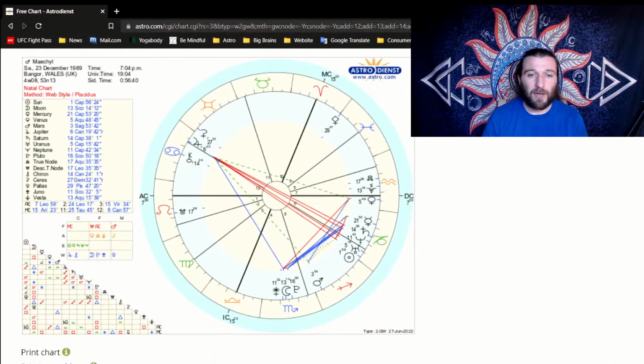So here's my chart, right? So the blue ones are the harmonious aspects. We've got a trine and a sextile. The red ones, we've got an opposition here, and then we've got a square.